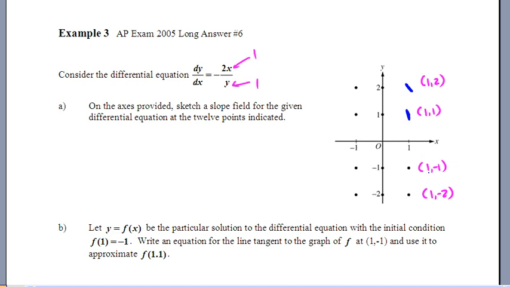What about down here at 1, negative 1? Okay, 1 for x, negative 1 for y. So 1 for x, negative 1 from, ooh, that negative is going to cancel. We're actually going to get a slope of 2.